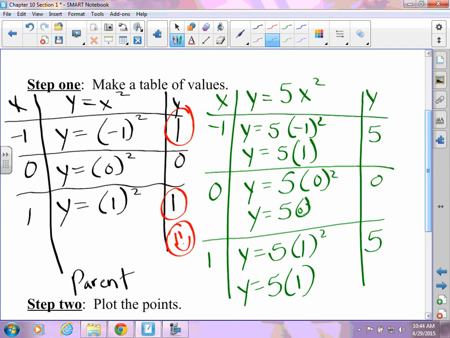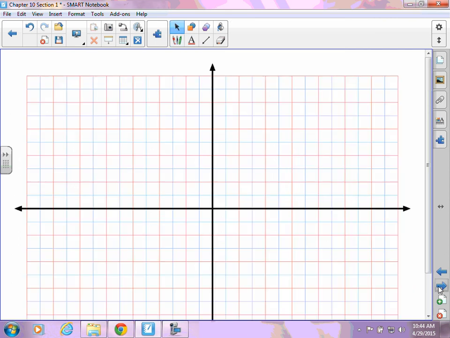Now it says to plot the point. So let's go to our graph. Here's the parent. Okay, and here's the kid. Now, when you draw the graphs of these, be careful, right? So here's the kid. It's going to be U-shaped, and I know it's kind of hard when it gets really, really skinny, but do your best. Here's mom and dad.